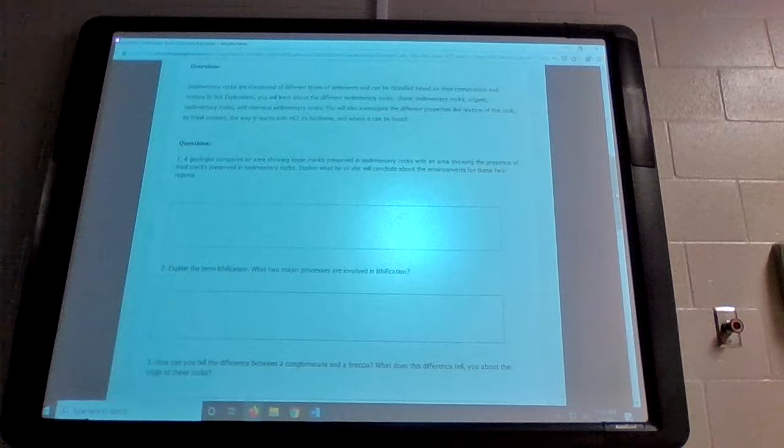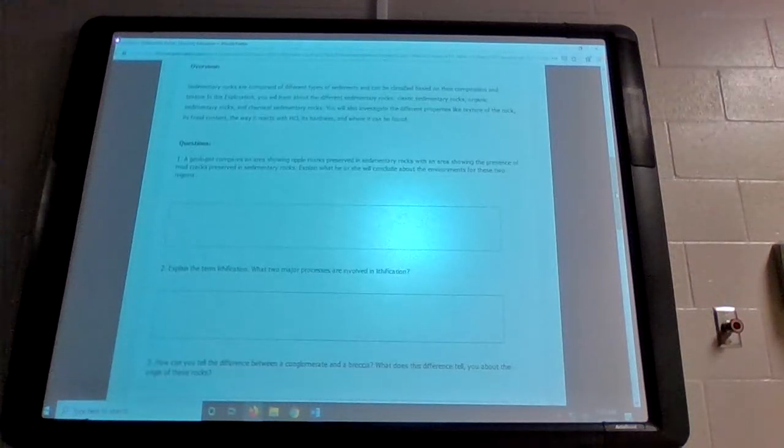Mud cracks form when I have this wet, dry environment. So it's got to be wet first, and then it has to dry out. And then as it dries out, your mud starts to get the cracks forming in it. And so if I find a rock that has mud cracks in it, I know it was an area that did get wet. It wasn't dry all the time. And then eventually it dried out and the mud cracks came in.